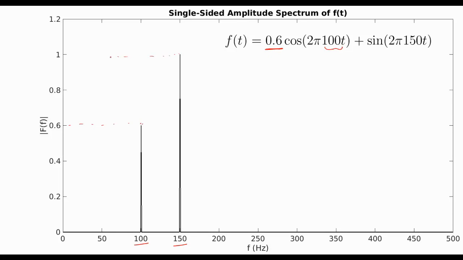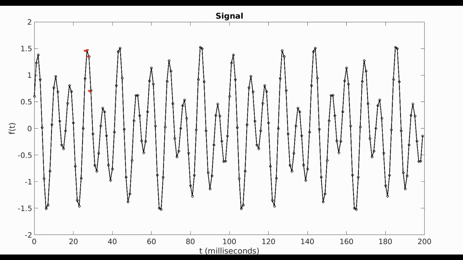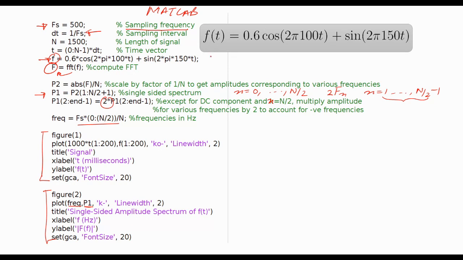And for the frequency component of 150 Hz, we have an amplitude of 1 over here. Note that because we have taken the magnitude, we cannot distinguish whether these are sine or cosine terms, which means we cannot distinguish between the phase of these components. So all we get is the amplitude of the individual frequency components.